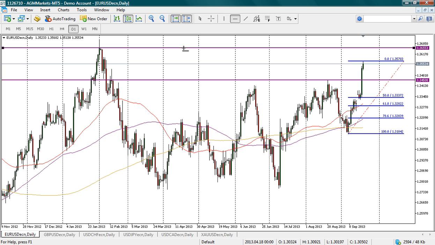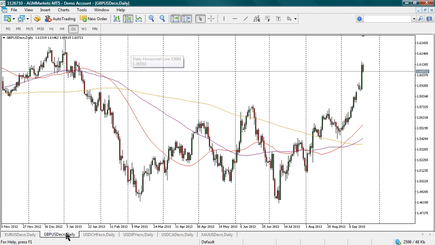Yeah, 136.50 is pretty much the daily candle close there. So that's a key level to look out for if we do keep them popping higher. In terms of the pound dollar, we spoke about last video, it's also been playing the fib dips very nicely.